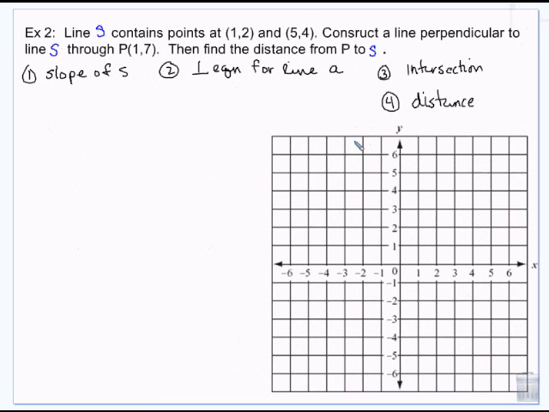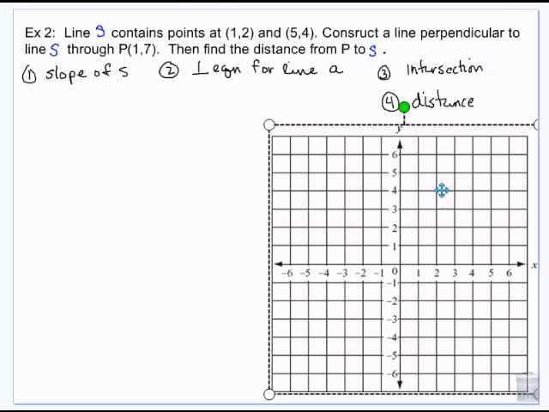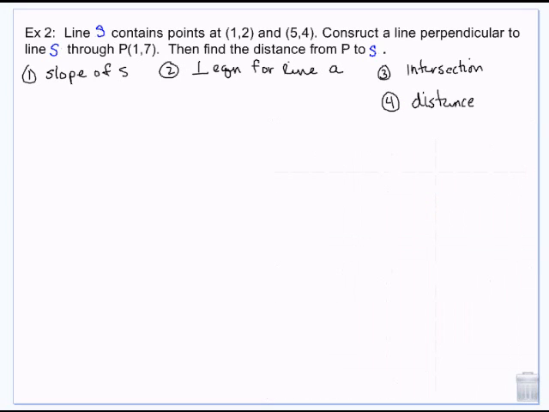We don't actually have to draw a picture for this. Do you want to not draw the picture and just see what happens? Okay, we're just going to do it from the coordinates, no picture. So for the slope of S, we're going to use x1, y1, x2, y2.